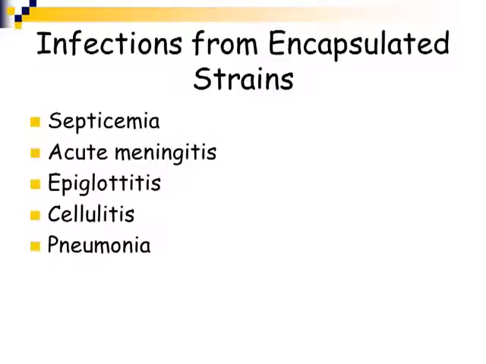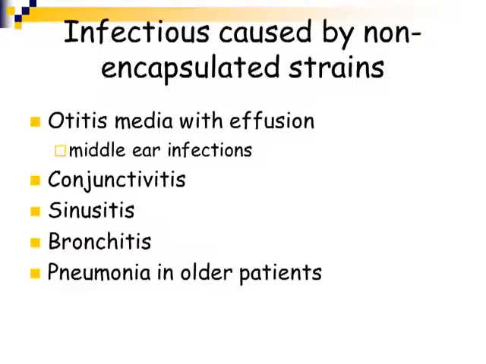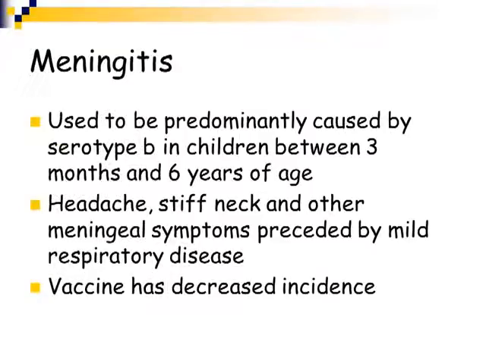Now, Haemophilus influenzae that are encapsulated produce a variety of different types of infections, such as septicemia, acute meningitis, epiglottitis, cellulitis, and pneumonia. Now, the non-encapsulated strains can also cause infections, usually not as severe, such as otitis media or middle ear infections, conjunctivitis or what's called pink eye, sinusitis, bronchitis, and pneumonia in older individuals.